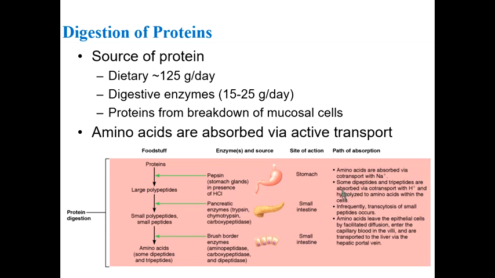So they don't necessarily have to go all the way down to their monomers, amino acids. But these dipeptides or tripeptides get co-transported with hydrogen ions and hydrolyzed into amino acids inside the cells. So infrequently, transcytosis of small peptides occurs, but it's usually amino acids by the time it leaves the enterocytes. So amino acids leave those enterocytes by facilitated diffusion, just like carbs, enter the capillary blood in the villi, just like carbs, and are transported to the liver via the hepatic portal vein.